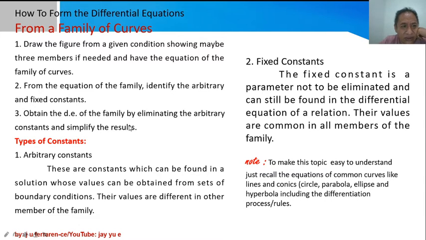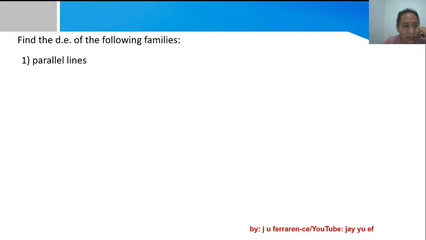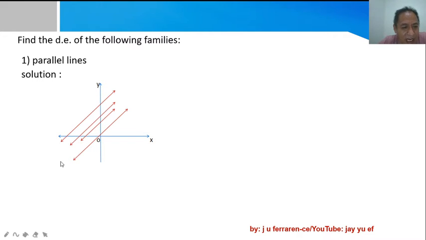including the differentiation process and rules of differentiation. Now, if we are asked to find the differential equation of the following families, first, when you are given a family of parallel lines, what is their differential equation? Okay, so I have to start with a figure. I have a line constructed, and other lines will run parallel to the first, then the second. So we have actually four members of the family of lines.